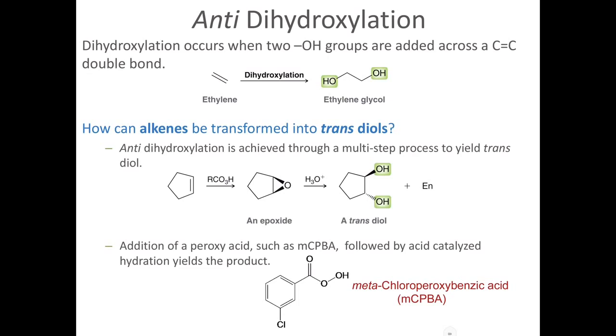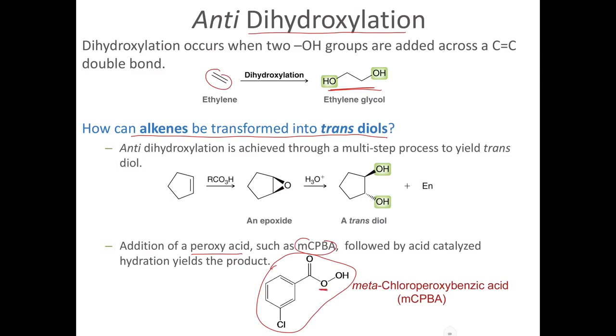Now let us look at the stereochemical outcome in terms of dihydroxylation. In the dihydroxylation, what we do is to transform the alkene into a diol. So for example, how can we transform the alkene into a transdiol? Now what happens in this case is we can use a peroxy acid such as MCPBA. MCPBA is the structure you see over here. So it is just like a carboxylic acid, but it has an extra oxygen.